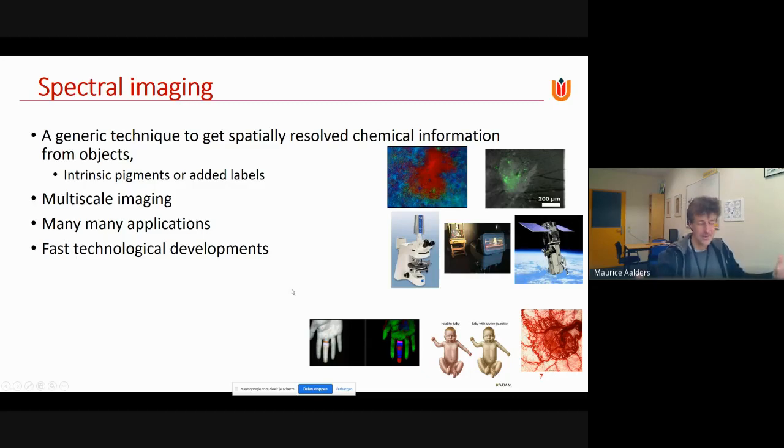And you can do that, of course, on the whole body to just get a very quick full body diagnosis, chemical analysis of all the areas on the body. So it's a very useful technique.